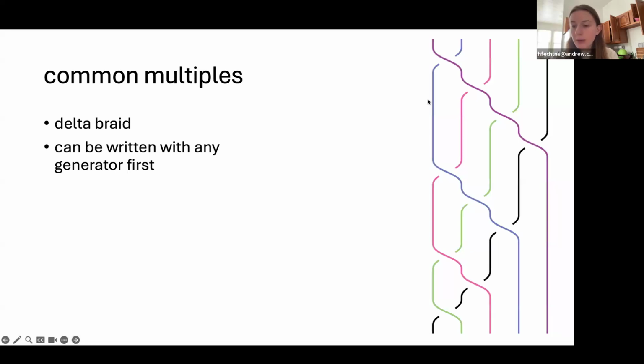But I can give you another braid. Maybe I'm going to take this crossing, this green and pink crossing. I'm going to pull it under the blue strand.